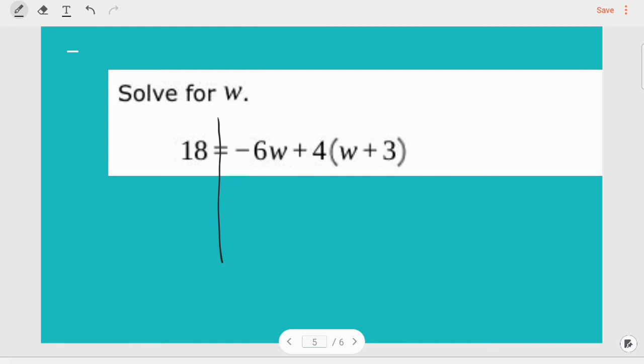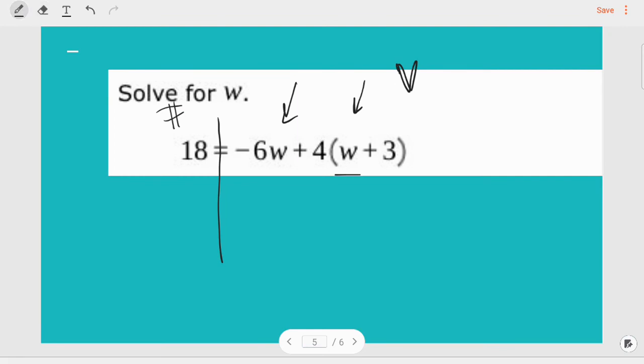On this problem, I noticed that variables are only on this side. So this is my variable side and this is my number side. I remember that I can't combine this w and this w because this is inside the parentheses and this is outside. So what do I do? I distribute.